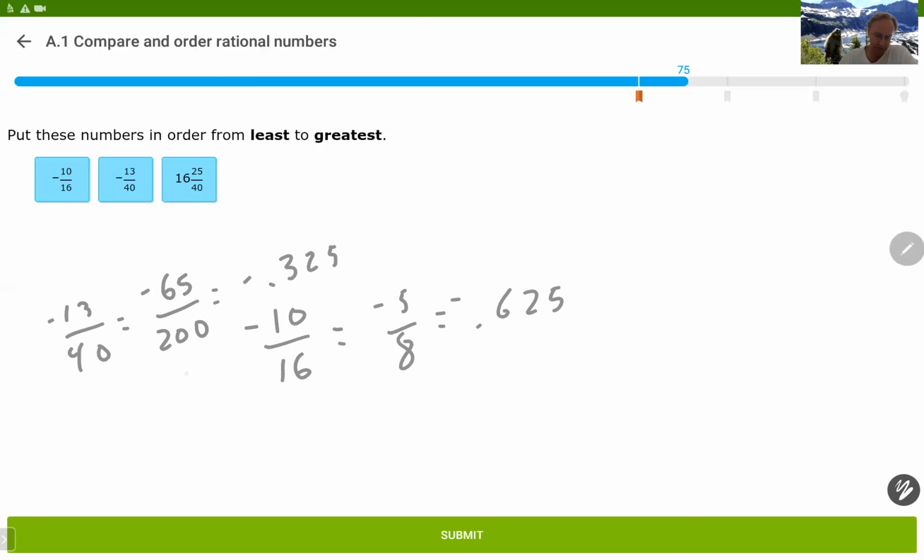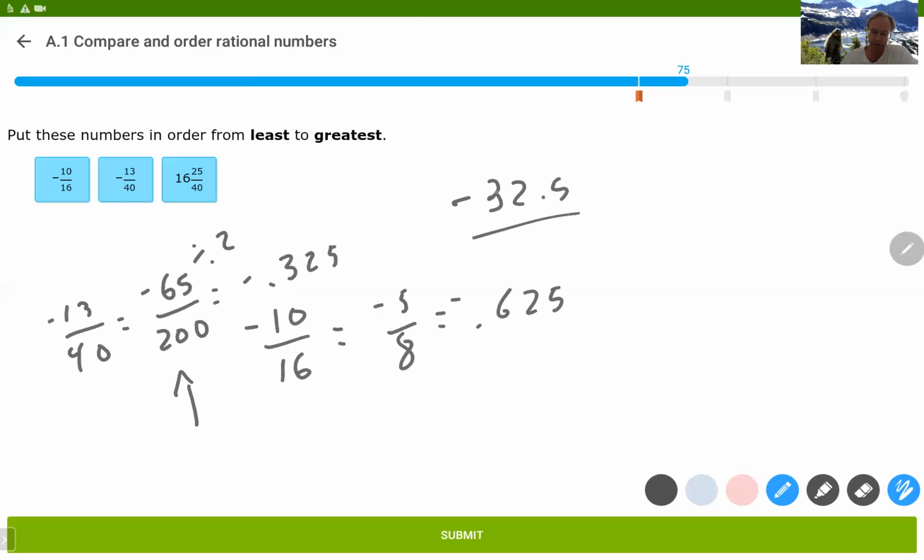This one, a lot of people are confused about, maybe confused what I did here. You see this negative 65 over 200, I just divided this by 2. And that put it over 100. So I basically got negative 32.5 over 100, which is negative 0.325. There we have it.